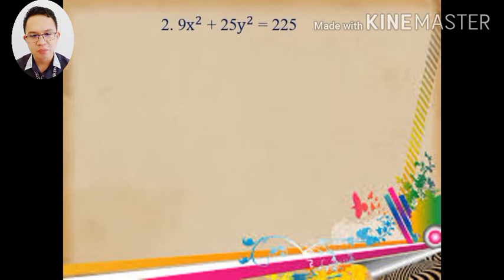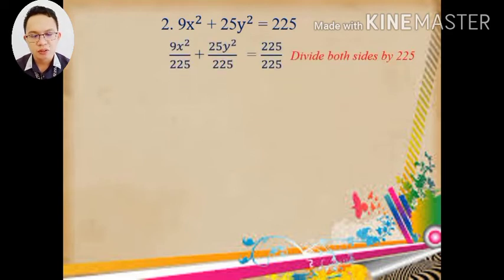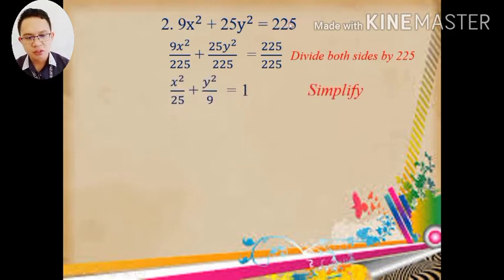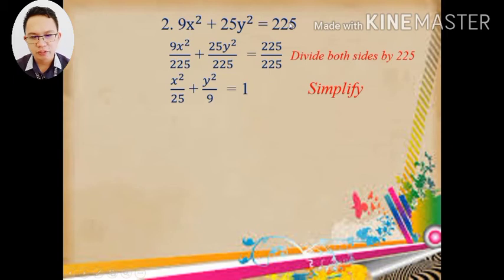Okay, second example, we have 9x squared plus 25y squared is equal to 225. Hindi po siya naka-standard form. So ang gagawin natin, i-express natin into standard form. We need to simplify. So to simplify this one, divide both sides by 225 para maging 1 yan dito mamaya. So the resulting value is x squared over 25 plus y squared over 9 equals 1. So ito yung inyong equation. So your A squared is 25, your B squared is 9.